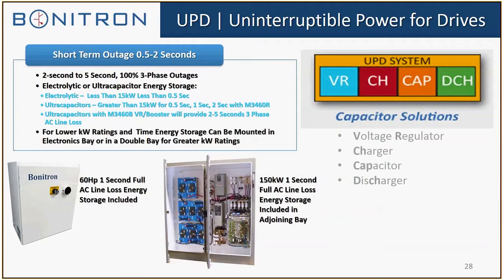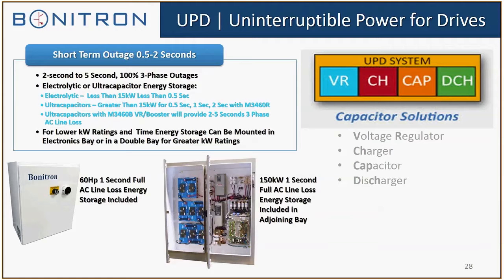Now, as far as the configuration of the short-term outage, which is half a second to 2 seconds, using the SAG voltage regulator booster, on the left it shows a 60 horsepower, 1 second full AC line loss, and the UltraCaps are included in the cabinet. So in some instances we can provide one cabinet that has everything in it, but then you get upwards past 50 to say the 250 kilowatts, then usually one bay will contain the energy storage, as you see in the example at the bottom of the page, and the other side of the cabinet, or another cabinet that doesn't necessarily have to be connected, will include the electronics components.